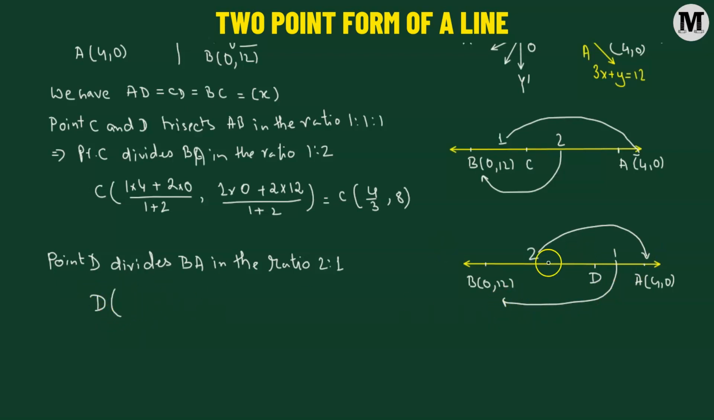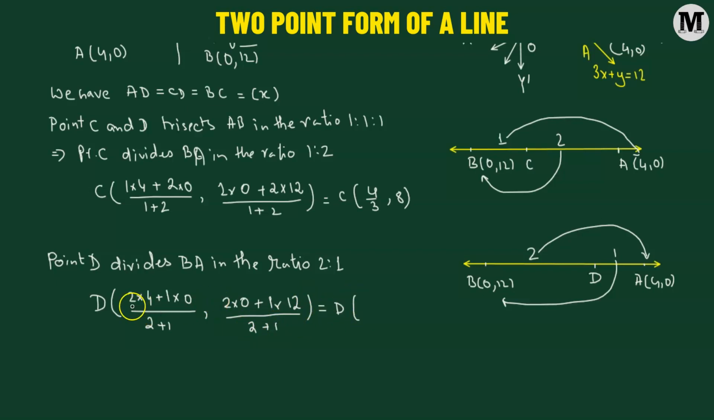To find out the x coordinate, we'll take 2 and multiply it with the x coordinate of point A. So that's 4 plus 1 times the x coordinate of point B. So that's 0, divided by the sum of the ratios. We have 2 plus 1. Then for the y coordinate, we'll take 2 and multiply it with the y coordinate of point A, added to 1 times the y coordinate of point B. So that's 12. 1 times 12 divided by 2 plus 1. So that gives us the coordinate of point D.